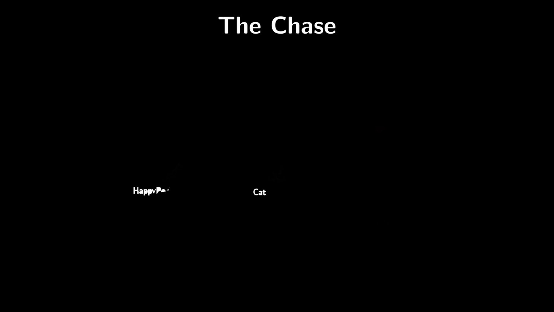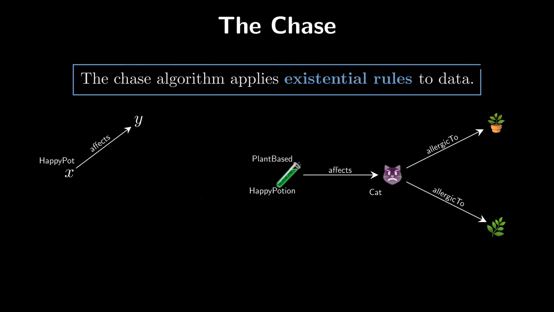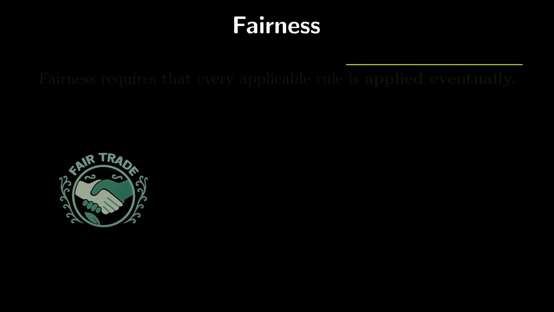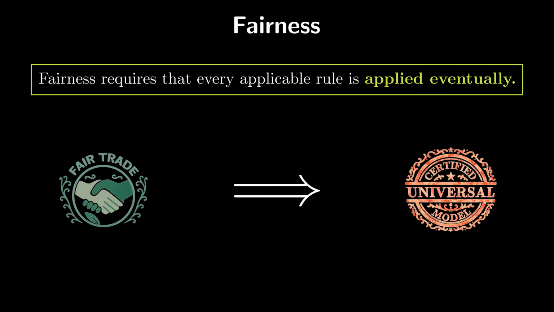I can't wait for the next customer. Now we have this nice chase procedure to complete data by taking existential rules into account. Let me recap what I just learned regarding the use of the ontology of alchemy. Don't forget about fairness this time. Yes. I swear never to postpone a rule application for infinitely many steps again. Fairness guarantees that the chase produces universal models.